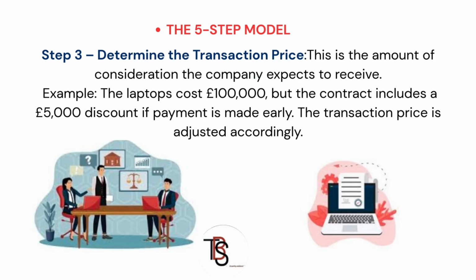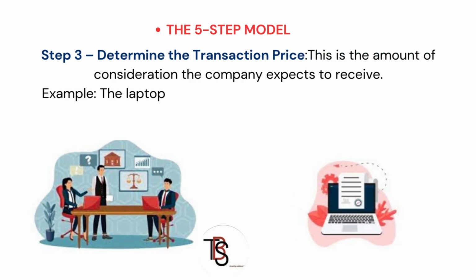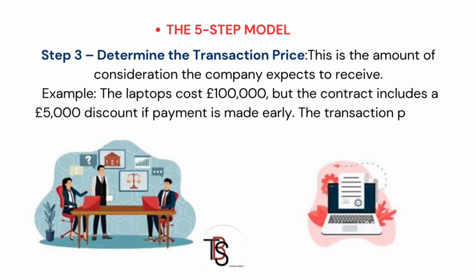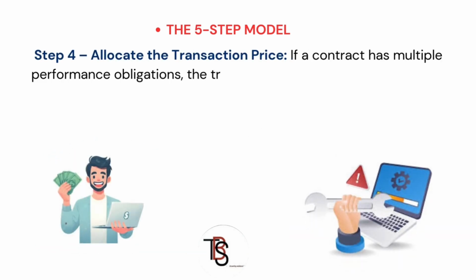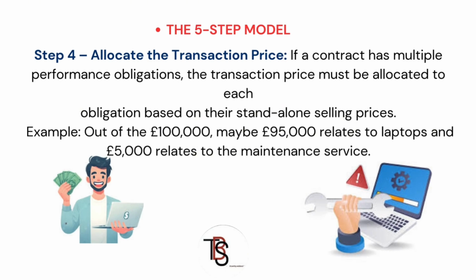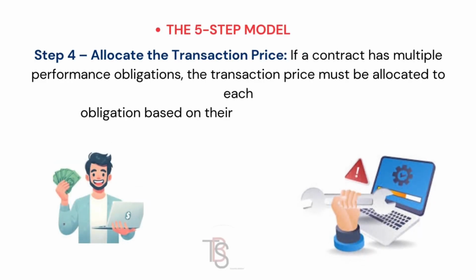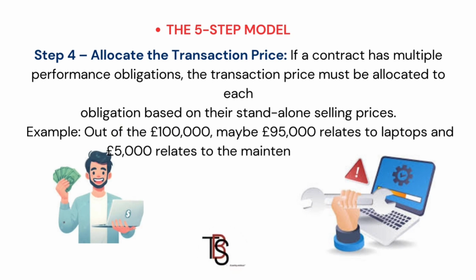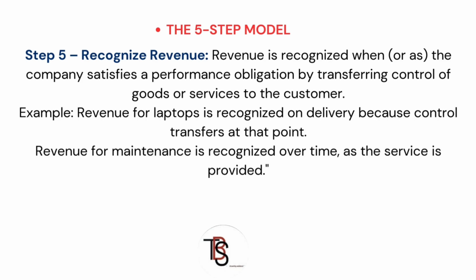Step 3. Determine the transaction price. This is the amount of consideration the company expects to receive. Example: the laptops cost £100,000, but the contract includes a £5,000 discount if payment is made early. The transaction price is adjusted accordingly. Step 4. Allocate the transaction price. If a contract has multiple performance obligations, the transaction price must be allocated to each obligation based on their standalone selling prices. Example: out of the £100,000, maybe £95,000 relates to laptops and £5,000 relates to the maintenance service.